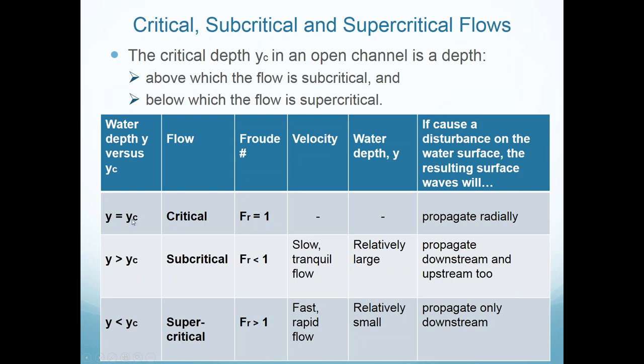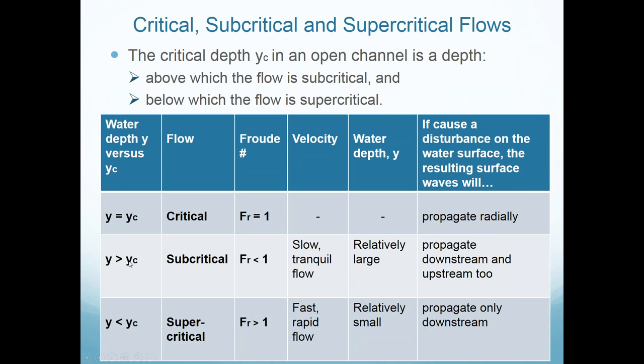And then this table might help you further. Let's see what it says. If the depth y is equal to that critical value, that means the flow is critical, and the Froude number will be 1. But if the depth is higher than that critical value, they call it subcritical, because the Froude number is less than 1. You are not at that critical stage. The Froude number is less than that, and that means you have a slow, tranquil flow in your channel. So the depth y is relatively large.